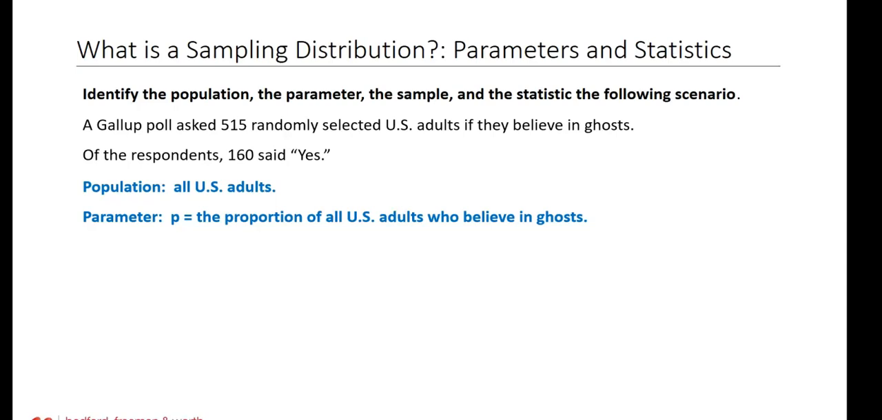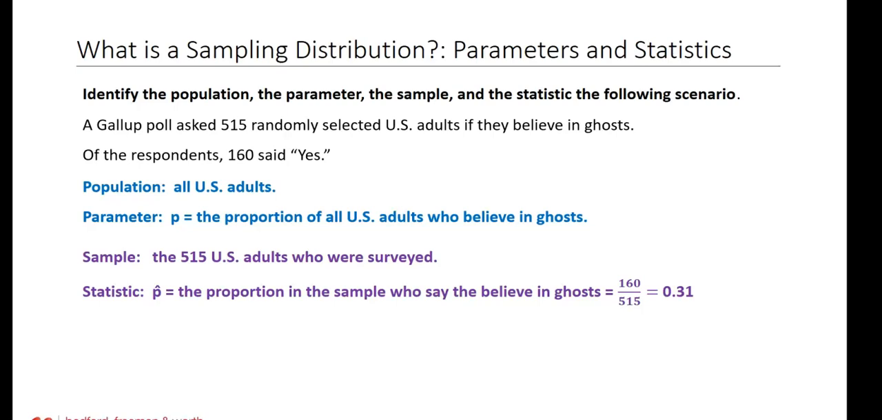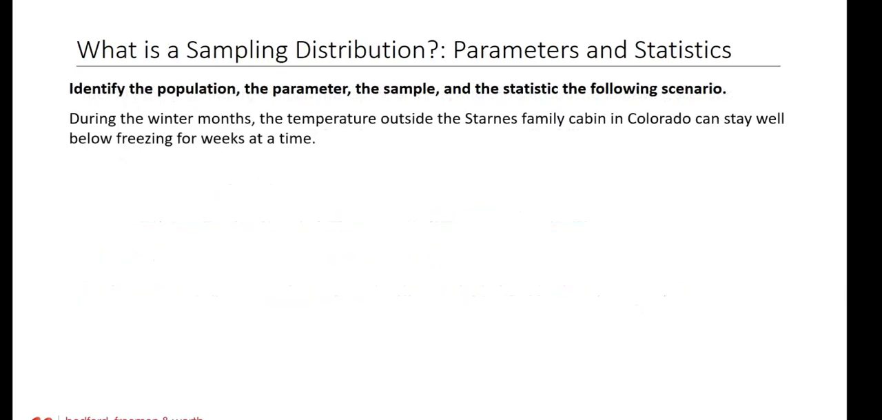The sample is the 515 randomly selected U.S. adults. And then the statistic would be 160 out of 515, or 31%. That's the actual proportion who say they believe in ghosts. So we took a sample of 515 out of the entire population of U.S. adults. Let's try it again.